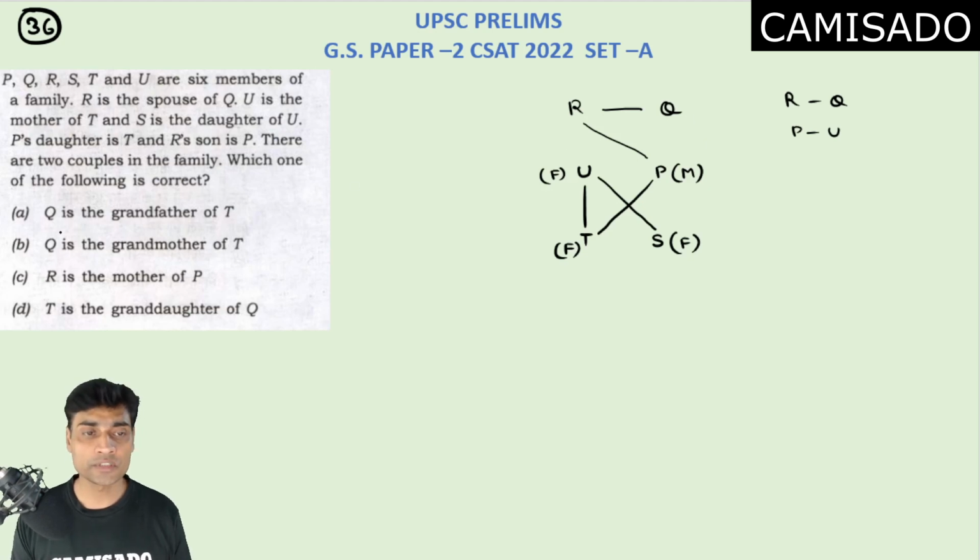Now we have to see the options. Q is the grandfather of T. We can't say whether he is male or female, so this option cannot be taken into account. Q is the grandmother of T. Again, the gender of Q is not mentioned. R is the mother of P. Again, the gender of R is unknown. T is the granddaughter of Q. Yes, whether it is R or Q, for both of them T is the granddaughter, therefore D is the correct option.